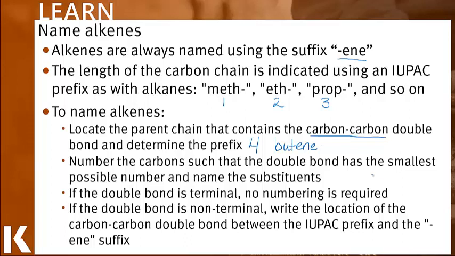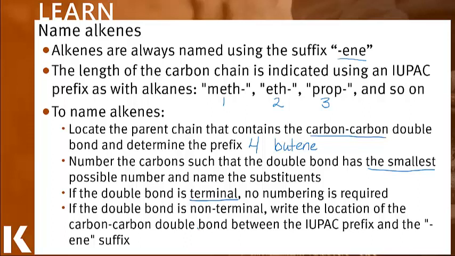We always want to number the carbons so the double bond is on the smallest or the lowest possible number. Once I have done that, I'm going to go ahead and name the substituents that are attached to that parent carbon chain. If the double bond is terminal, meaning that it's on the end, we know it's going to be the lowest number. We know it's going to be carbon 1. So no numbering is required. You can use it, but it is not required by IUPAC.